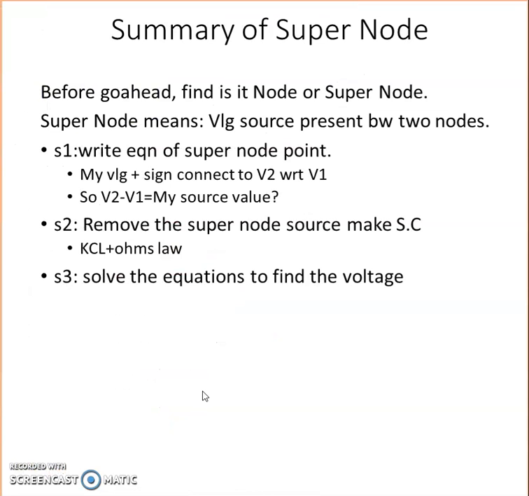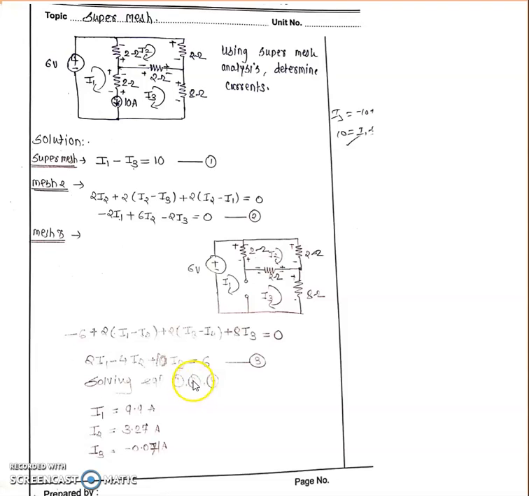Fine. The next one is a super mesh. How do you say it is a super mesh? See the loops. There are two loops, and the current source is in the intersection of the loops. If it is intersected, that is called a super mesh. Then from that you write the equation.